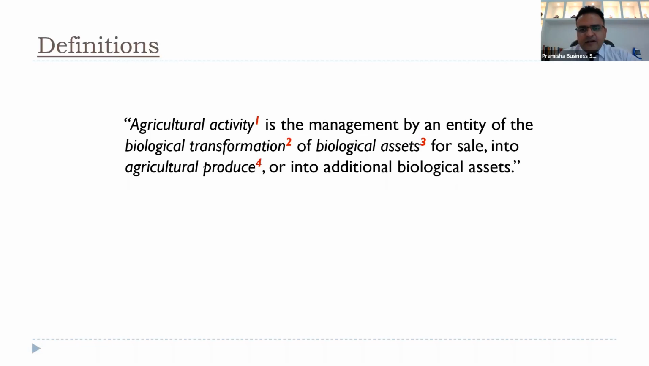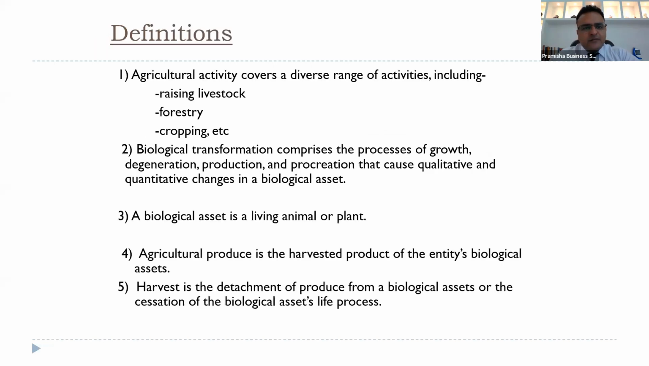It's management by an entity of biological transformation. You're interested in the change. You are managing the change for sale into agricultural produce. You will convert it into agricultural produce. Now, agricultural produce is not only from plants. Wool from sheep is also considered agricultural produce. Or the change may be into additional biological assets, they increase in size, they increase in numbers, like 350 sheep last year. This year we have 600 sheep, 500. We bought some, there was an increase in number.